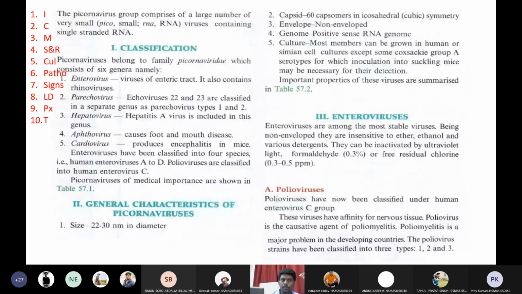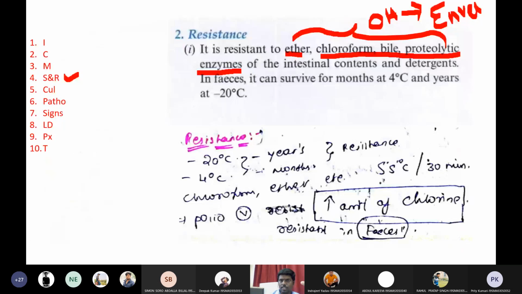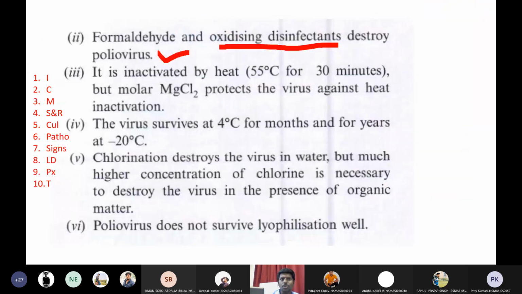Then morphology. The virus size is 30 nanometers, shape is spherical, genome is single stranded RNA, symmetry is icosahedral, envelope is absent, capsomers are 60, and viral specific proteins are VP1, 2, 3, and 4. Then resistance: the virus is resistant to ether or organic solvents since it is a non-enveloped virus, and it is also resistant to 20 degrees centigrade. The virus is susceptible to formaldehyde, oxidizing agents, and chlorine can kill the virus.